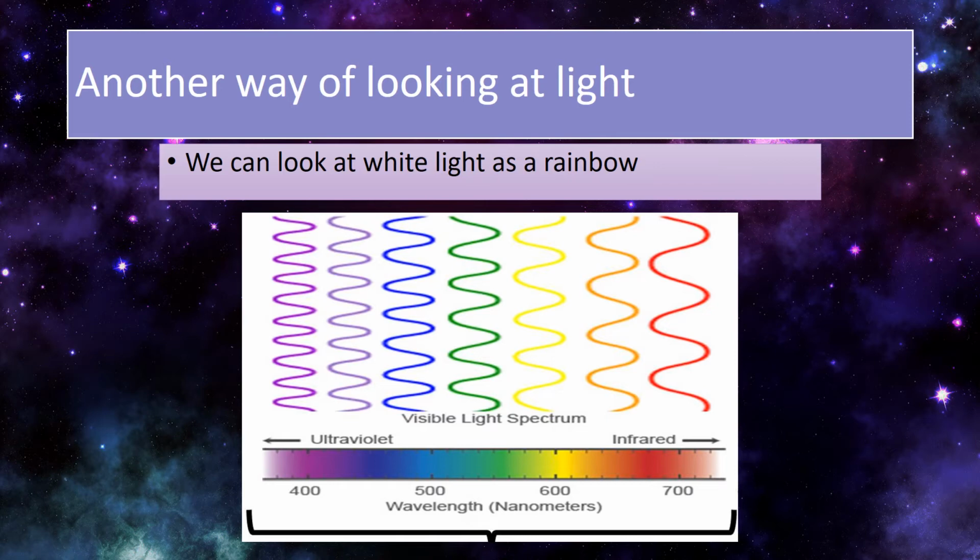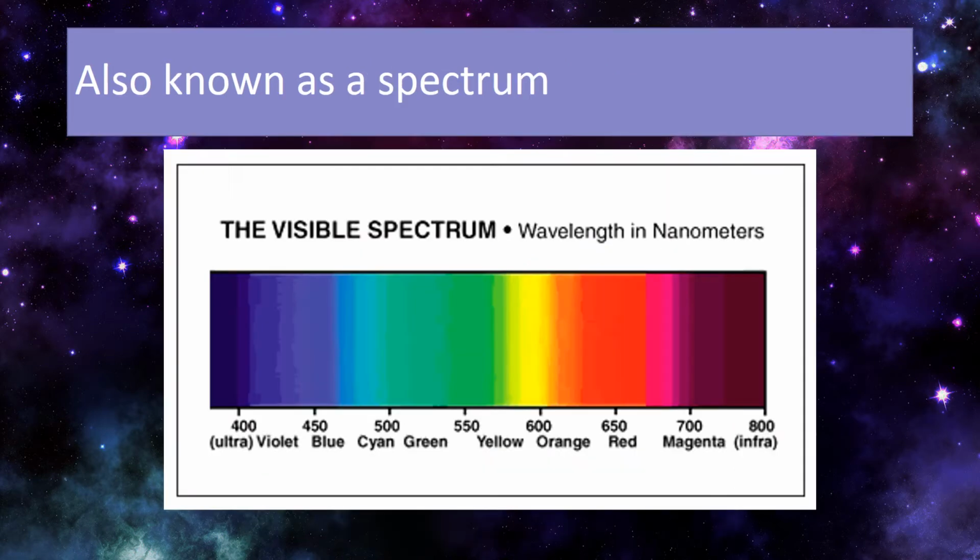This is just another picture of the light spectrum, but you can see here that this has a wavelength of 400 nanometers, and this is 700 nanometers. This is the visible spectrum of light, and remember that a nanometer is 1 × 10⁻⁹ meters, so very, very small.